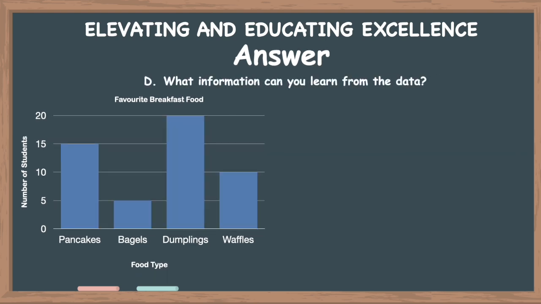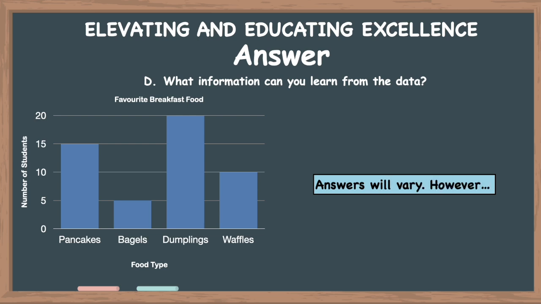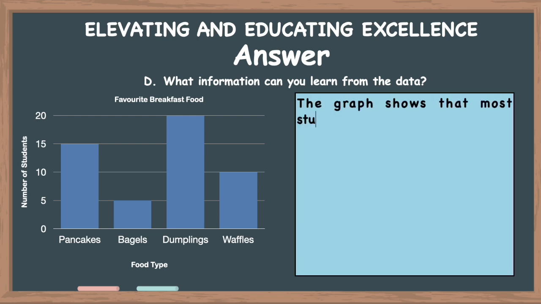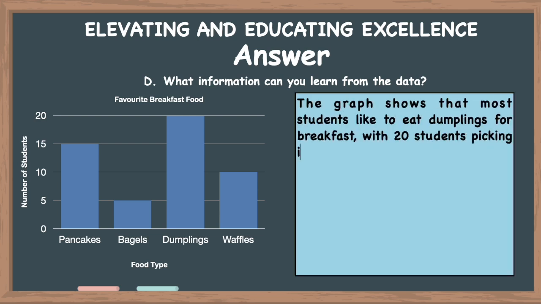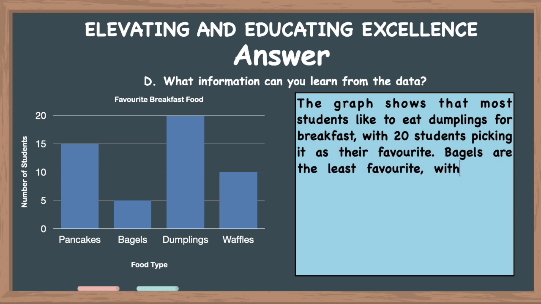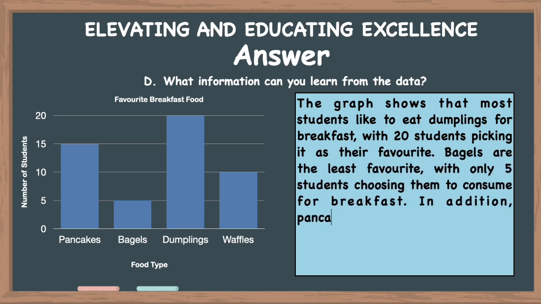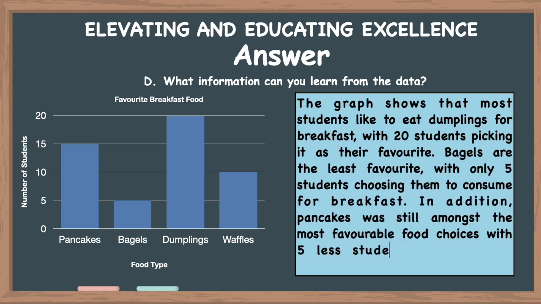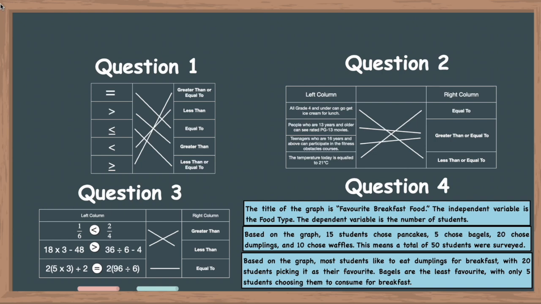D, what information can you learn from the data? Keep in mind, answers will vary. However, the graph shows that most students like to eat dumpling for breakfast, with 20 students picking it as their favorite. Bagels are the least favorite, with only 5 students choosing them for breakfast. In addition, pancakes were still among the most favorable choices, with 5 fewer students choosing this option in comparison to dumplings. Here's the answer key.